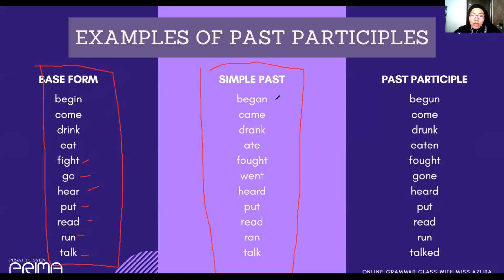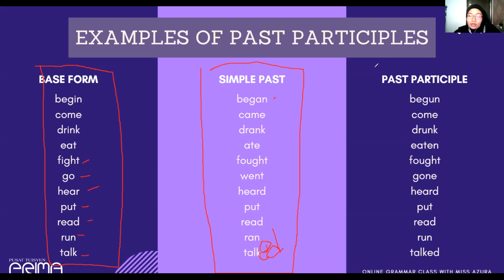And then we have the simple past form. Okay, we have began as the past tense for begin, came as the past tense for come, drank for drink, ate for eat, fought for fight, went for go, heard for hear, put for put, read for read, ran for run, and talk, talked for talk. This one, talked, is with ed, alright?